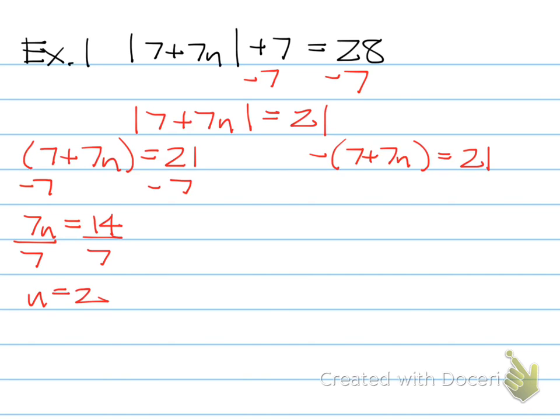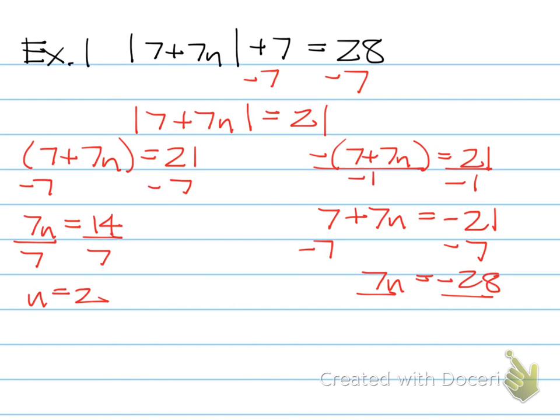For the negative quantity inside the absolute value bars, you can either distribute the negative, or just divide both sides by negative 1. I prefer to divide both sides by the negative to get rid of the negative from the start. If I divide both sides by negative 1, I get 7 plus 7n equals negative 21, and then I solve the rest of that equation. Subtract 7 from both sides. We get 7n equals negative 28. Divide both sides by 7. n equals negative 4. So we have two solutions, two possible values for n.